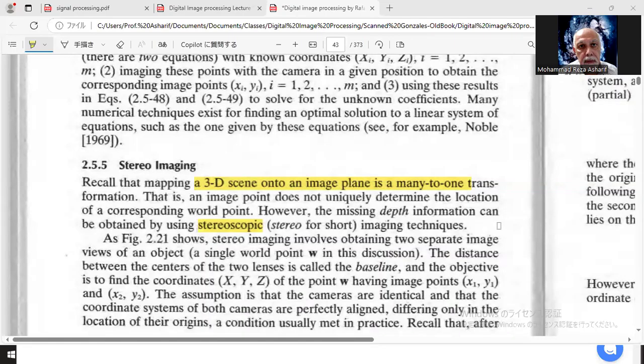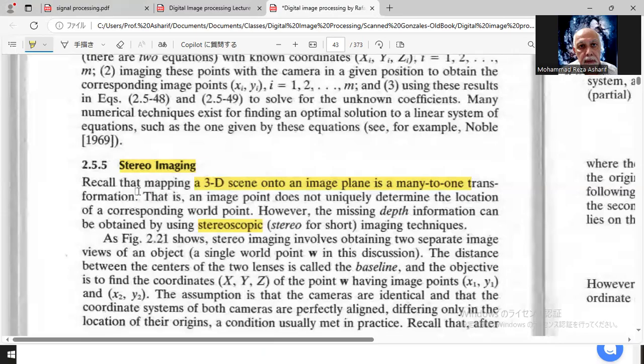Okay, this is number 11 in a series of videos about digital image processing. In this lecture, I would like to talk about the stereoscope, or just shortly, stereo imaging. We have two sections: one section with two cameras, and one section with only one camera and knowledge about the speed of the vehicle.